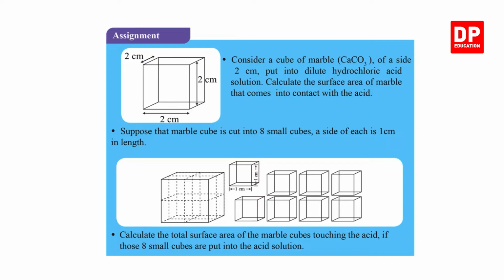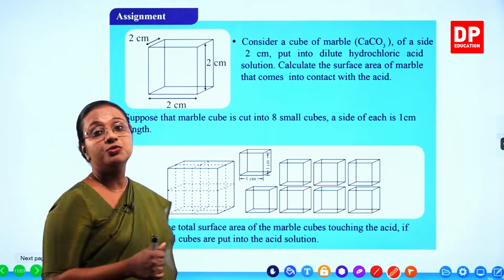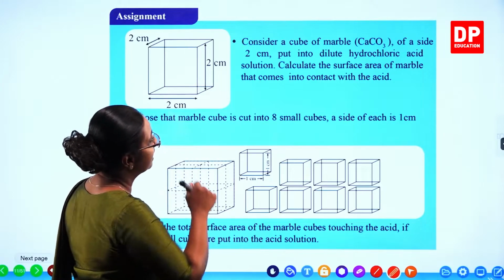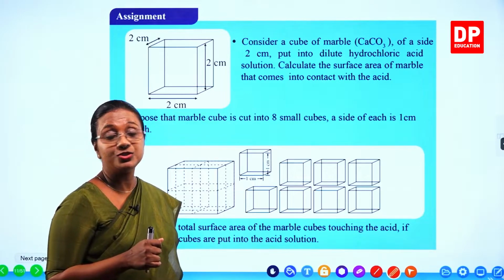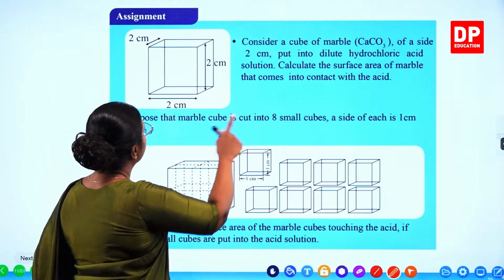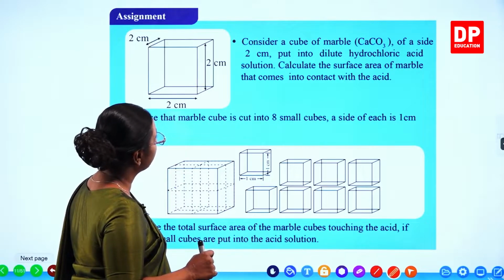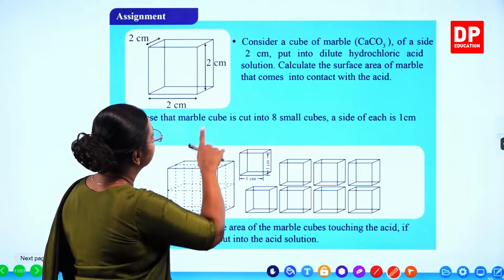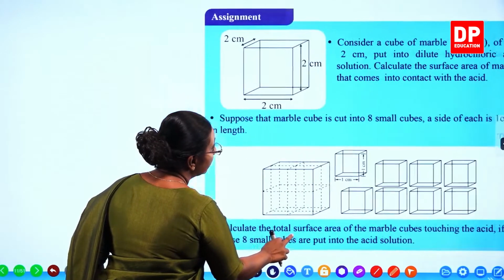Here there is an assignment given to you. Look at the picture: this is a cube with a side length of 2 cm. Consider a cube of marble, that is calcium carbonate. The previous example also used calcium carbonate of side 2 cm. It is put into dilute hydrochloric acid solution. Calculate the surface area of marble that comes into contact with the acid.